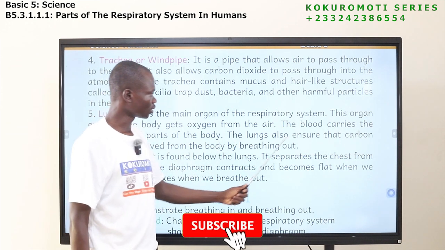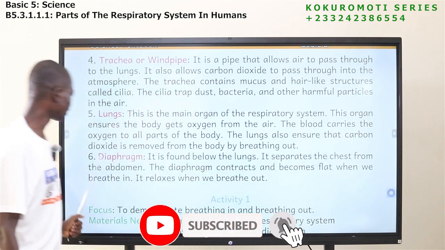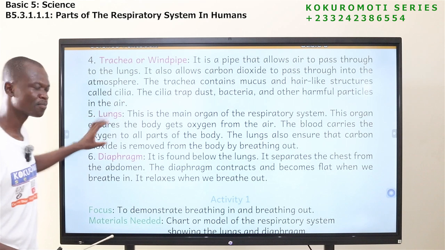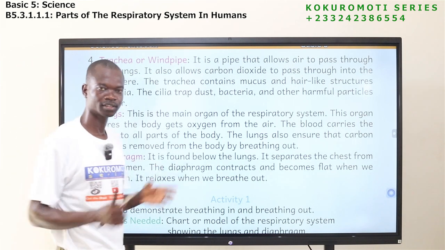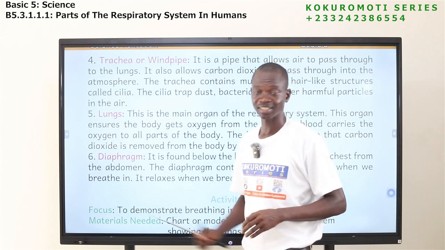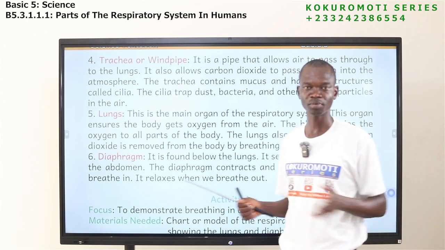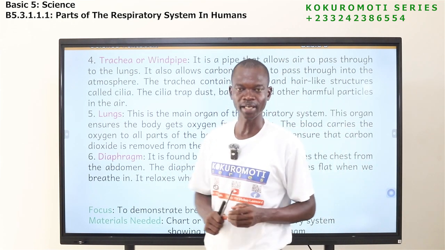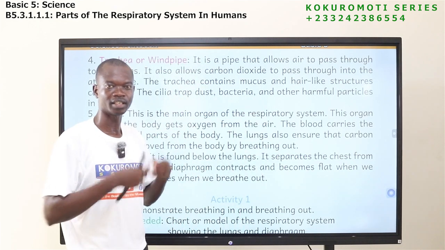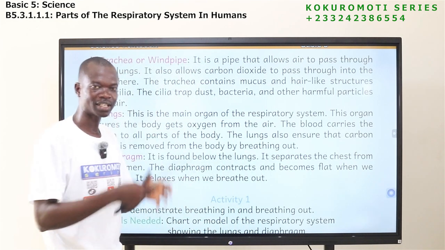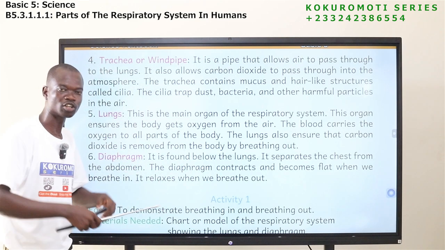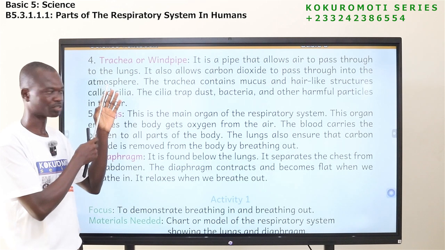The lungs also ensure that carbon dioxide is removed from the body by breathing out. So here, among all the organs of the respiratory system, the lungs are the most important one. That is where the air that we breathe in, the oxygen the body needs, is given to the body. The carbon dioxide the body doesn't need is also allowed to come out.